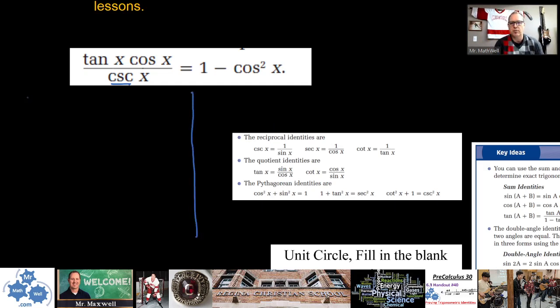So tan I'm going to rewrite as sine x over cos x. And I'm going to rewrite the cos x that's on top. I'm not going to touch that. Okay? So again, right here, I've rewritten this as a ratio according to my quotient identity. Cosecant is going to be 1 over sine x. Okay?